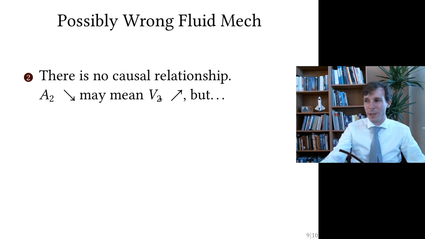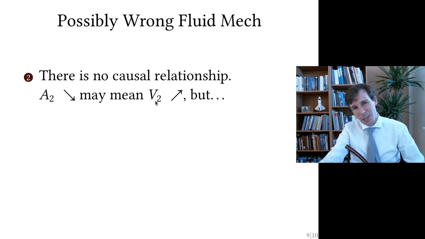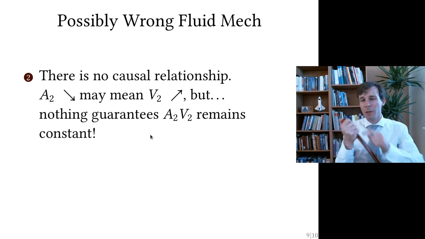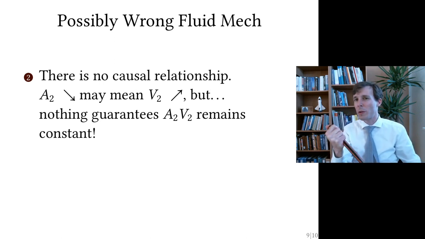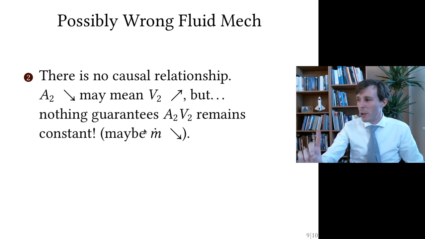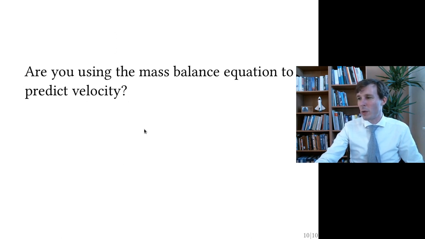A2 decreasing may mean that V2 is increasing, but there's not a guarantee that A2 V2 remains a constant. So you may kill off the flow inside the pipe just because you have increased the losses to such a point that it's not possible for the flow to exit anymore. So be very careful with those two equations.